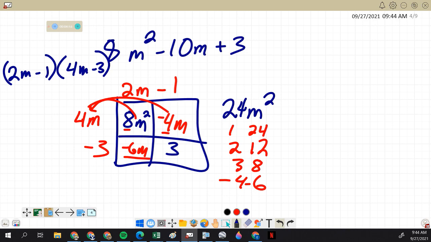Now, if it asked me to find the roots, which it's not going to in this worksheet, what would the roots be? So you would add the 1 and divide by the 2. So the first one would be 1/2, and the second one we add the 3 and divide by 4, and I get 3/4. Okay.